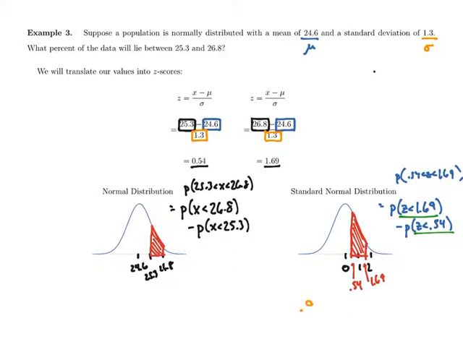This is going to be 0.9545 minus 0.7054, which will give us a total of 0.2491 or 24.91%. All right, so what changed in this problem from the previous problems is we had to do some extra work at the beginning to find our z-scores so that we can do the same work we've done in the last few examples. It's an added difficulty to them.